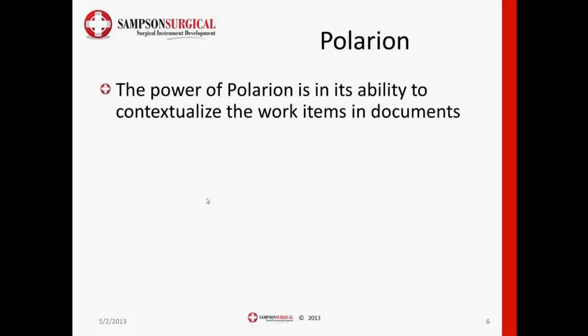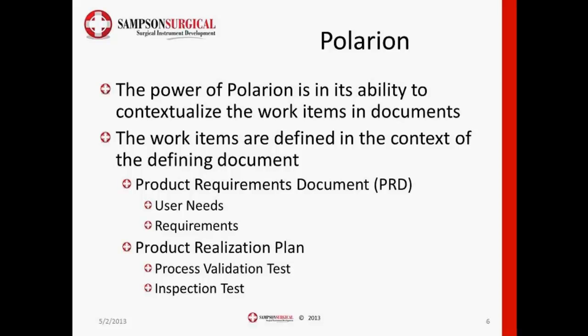That's not something we did in this presentation, but just as an example, it's a very flexible work item definition, and if you find in your process that you want to define something as part of your design control, it's certainly possible to do that. Product requirements, again, is one example, and in this example, the work items that I defined were user needs and requirements. And then the product realization plan, as another example, is related to all the processes required to make that plan or to make the device.